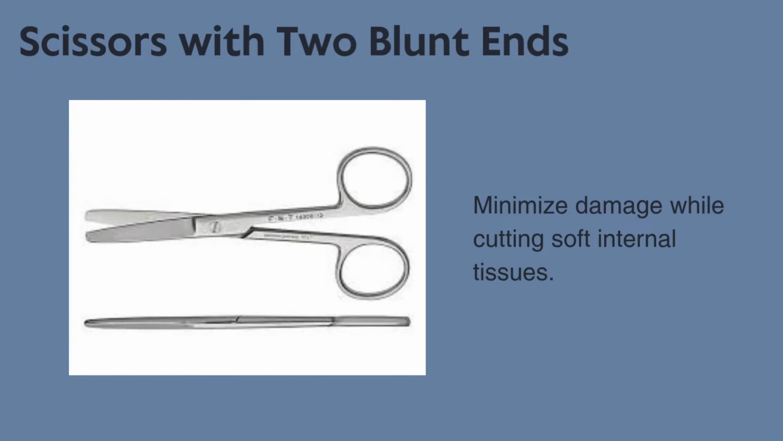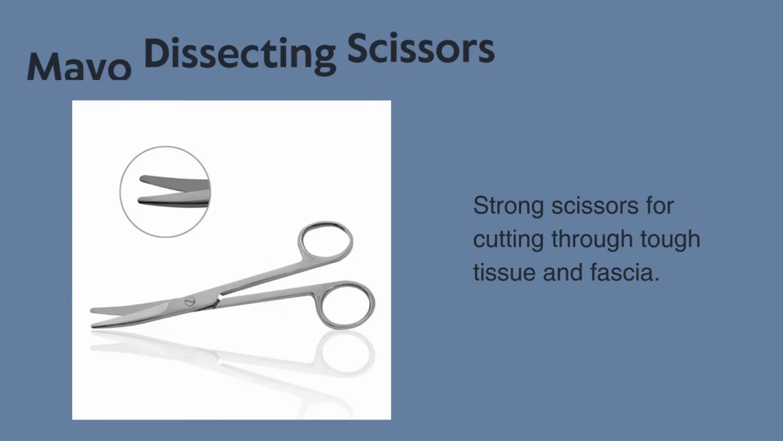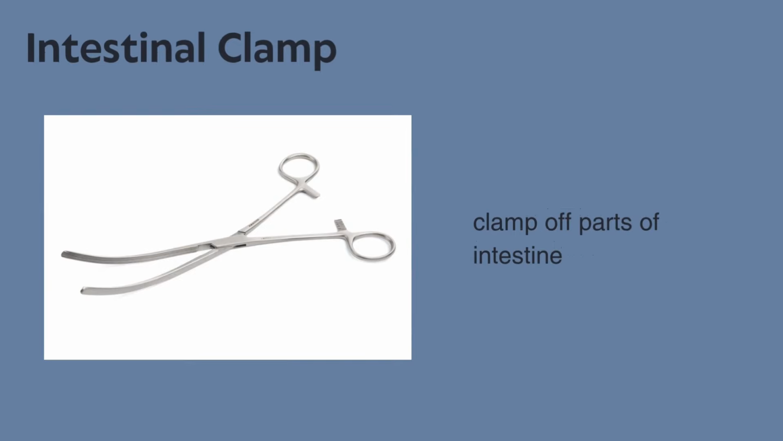Now comes scissors with two blunt ends. These are used to minimize damage while cutting soft internal tissues. Next is Mayo dissecting scissors. These are strong ones for cutting through tough tissue and fascia. They come in both straight and curved versions. These are strong scissors that are used for cutting thick tissues like muscles and fascia. The straight version is typically used for surface level cutting, while the curved version allows for deeper dissection during internal examination. So, next is intestinal clamp.